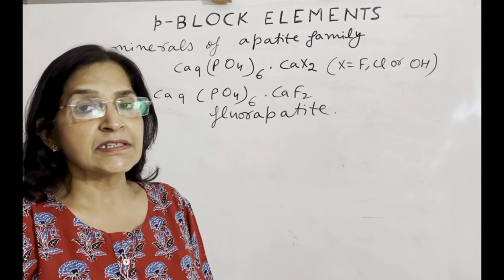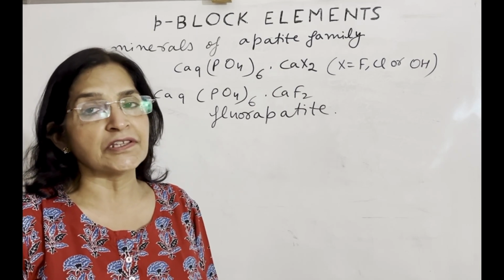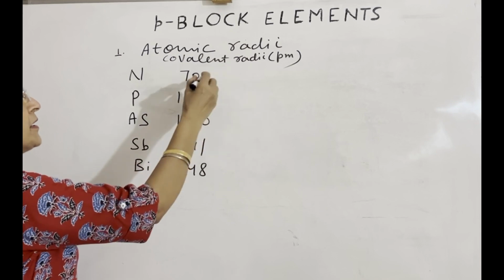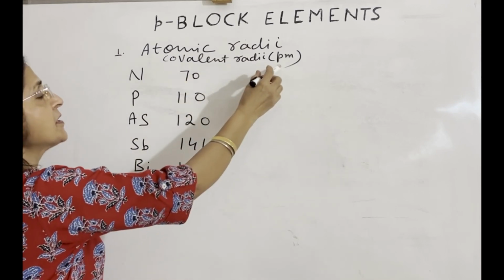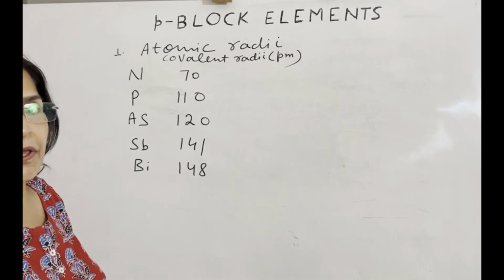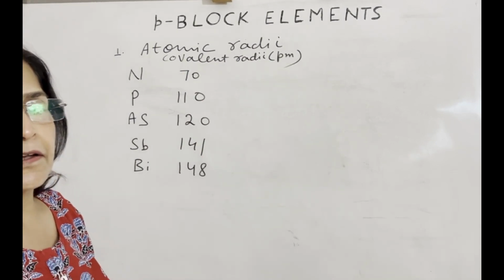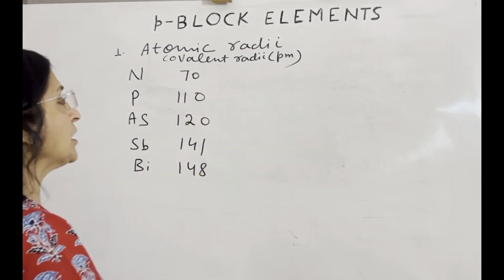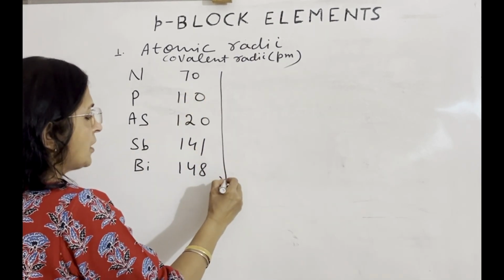Now we will discuss gradation in physical properties of these elements one by one. These are the covalent radii data of these elements in picometers. As we move top to bottom in a group, each time one energy shell is added, therefore atomic radii or covalent radii increases as we move down the group.